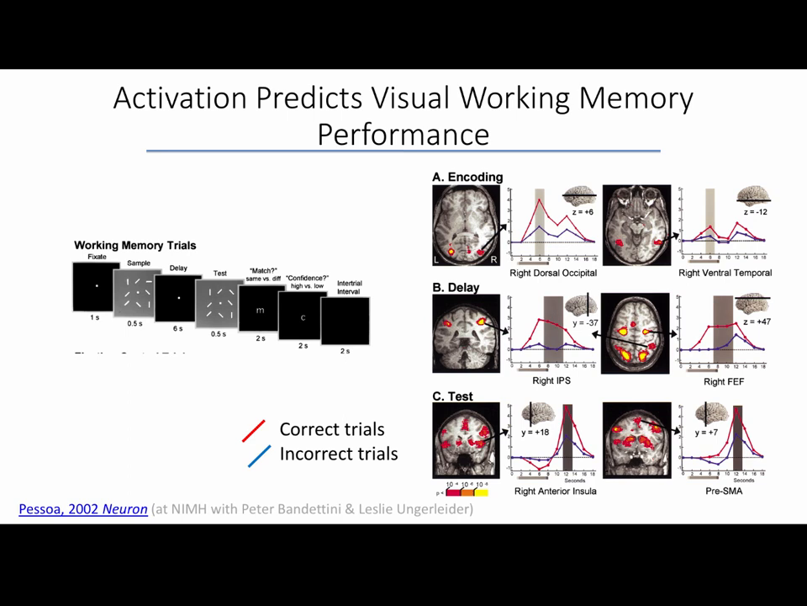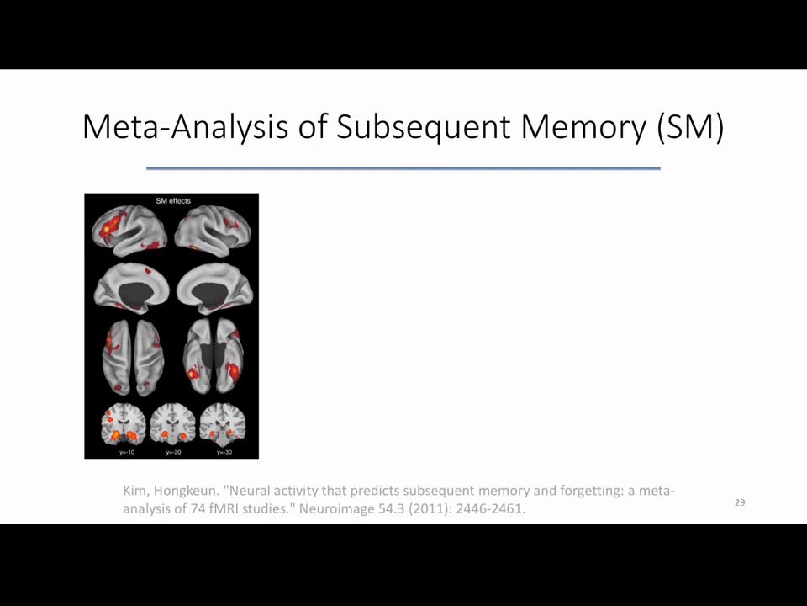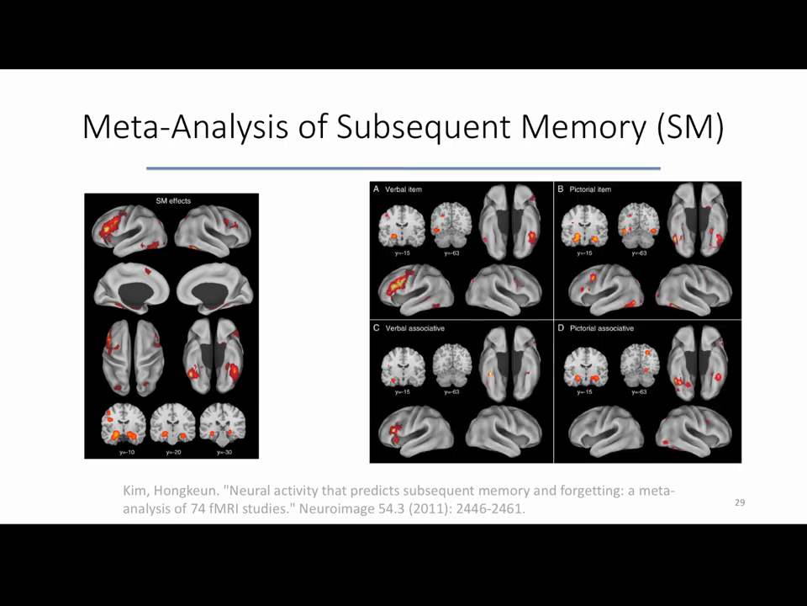Working memory is a popular one for trying to predict performance. People found in 2002, even here at the NIMH, that there were signatures in a number of regions that predicted whether they were going to perform well on a given working memory trial. And in a meta-analysis of subsequent memory or forgetting, if we show you a bunch of stuff now, can we look at your brain activity and tell whether you encoded it well enough to remember it later? They found that there are a number of regions that also predict your proper encoding of a stimulus, and that it changed slightly based on whether that stimulus was a word or a picture or an association between words or an association between pictures.